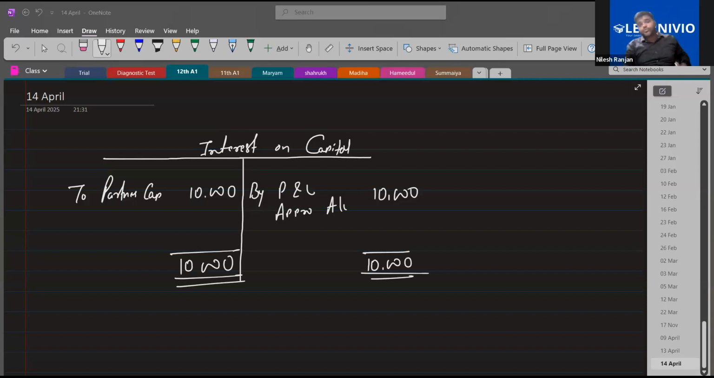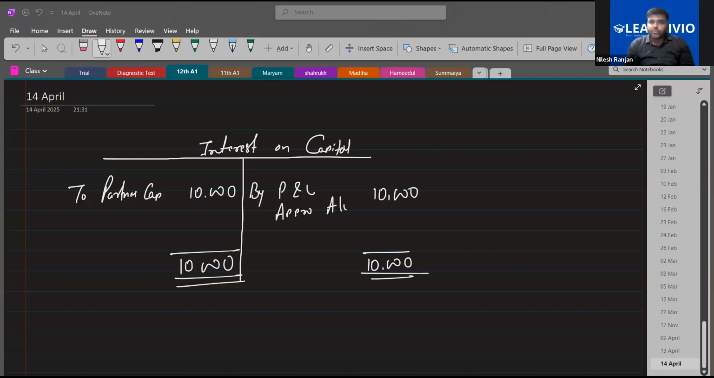The last is for distribution of profit and loss, because when you prepare the profit and loss appropriation account, what we have done in our previous class, we have prepared the account, and whatever balance we get at the end, we distribute it between partners in their profit sharing ratio.